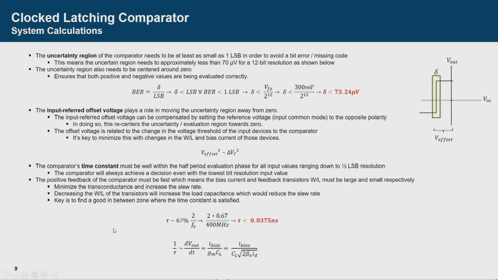The comparator's time constant also needs to be well within the half period evaluation phase, with inputs going all the way down to half an LSB resolution. I calculated, at 400 megahertz, a time constant of less than 0.8375 nanoseconds that my comparator is required to meet.